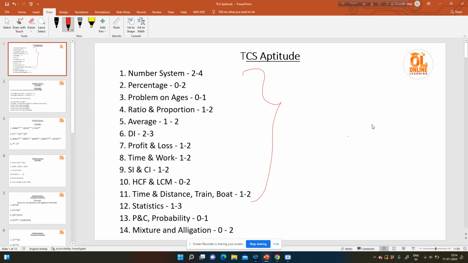Today, I am going to start with number systems, from which 2 to 4 questions usually come, and after that, we will also discuss average, from where 1 to 2 questions usually come. So, if you see the first video, you can easily cover at least 3 to 6 questions from the first video only. So let us start.